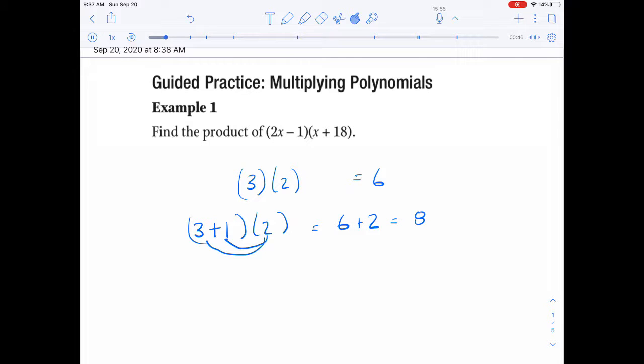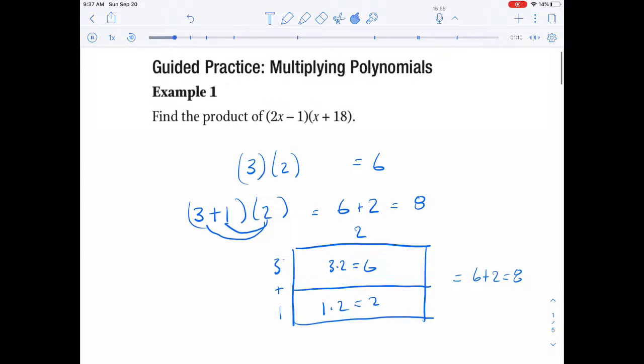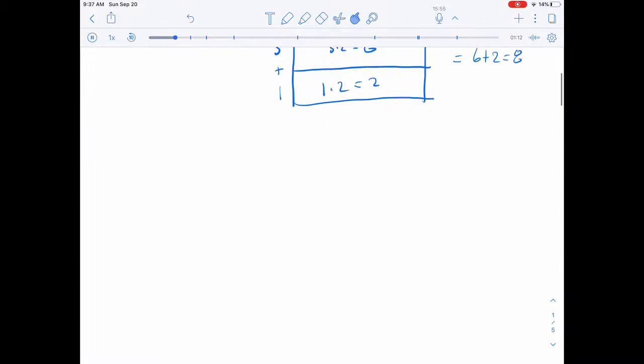Doing this as an area model, I would have 3 plus 1 multiplied by 2. So 3 times 2 is equivalent to 6, and 1 times 2 is equivalent to 2, giving a sum of 6 plus 2, which is equivalent to 8. Now, let's take this one step further.